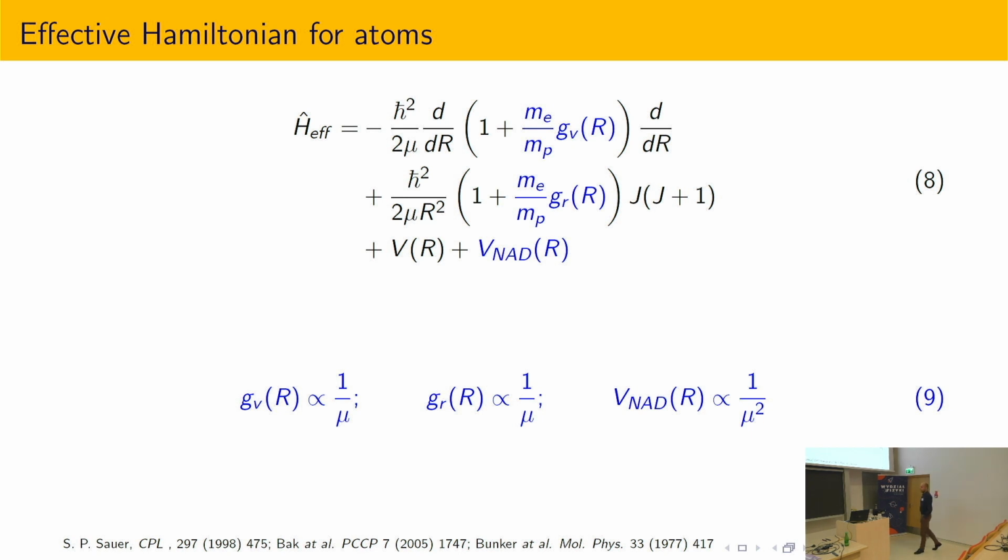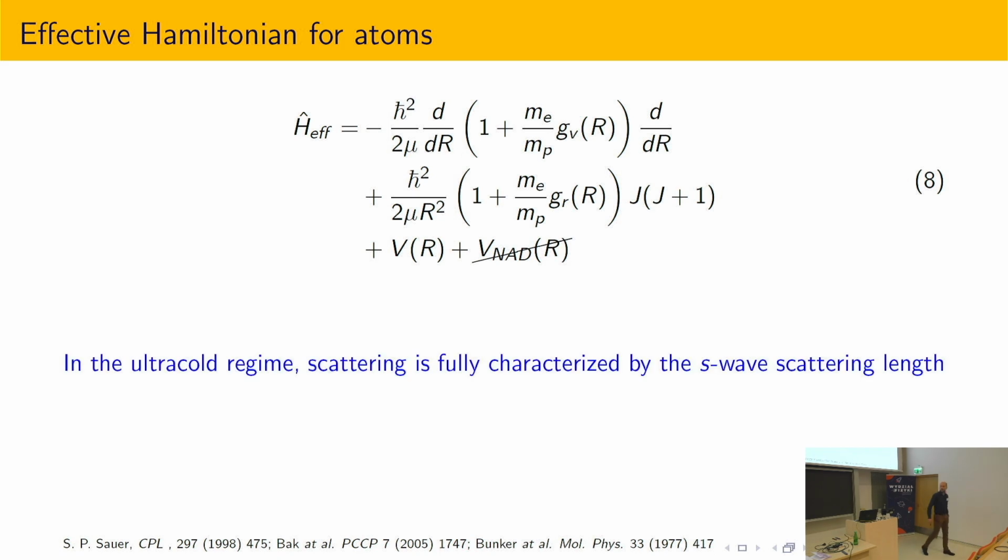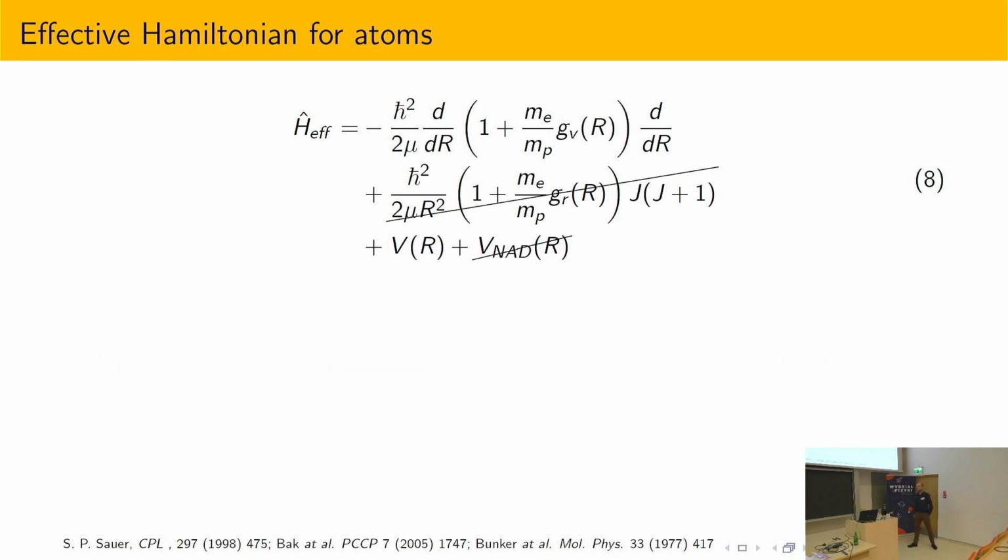In first approximation, we can neglect the contribution to the potential, which should be the smallest one, as long as our state is well separated from all other states, which means that we do not have some intersystem crossing. This contribution is really small, so we can neglect this part. We also remember that we are in the ultracold regime where scattering is fully characterized by the S-wave, so we can also forget about this component. And finally, we have only one contribution, what we call the vibrational G factor.